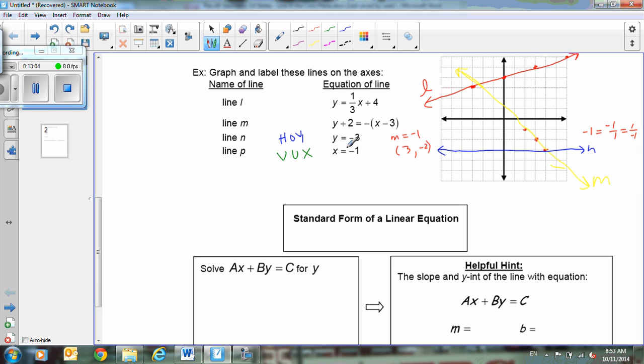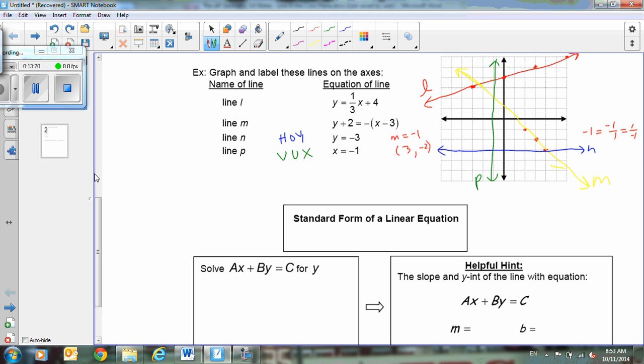So I'm going to go through -1 on the x-axis, draw a straight line through -1 on the x-axis, and there's our line x equals -1. The name of that line is P, so let's label it. All right, so that was graphing lines.